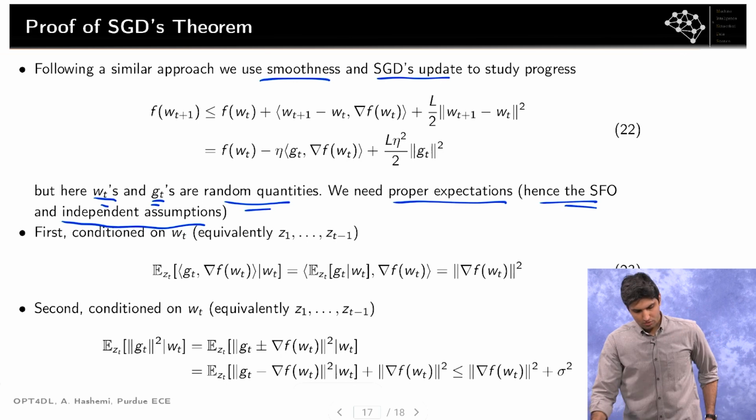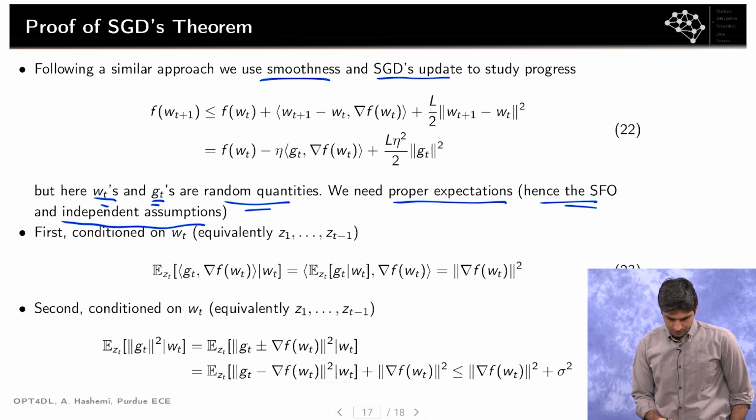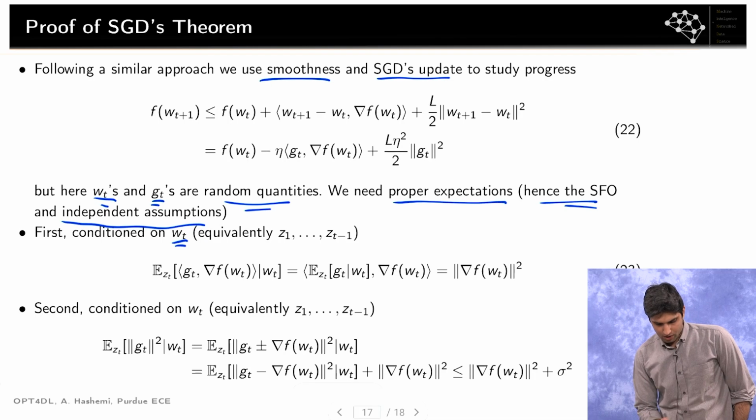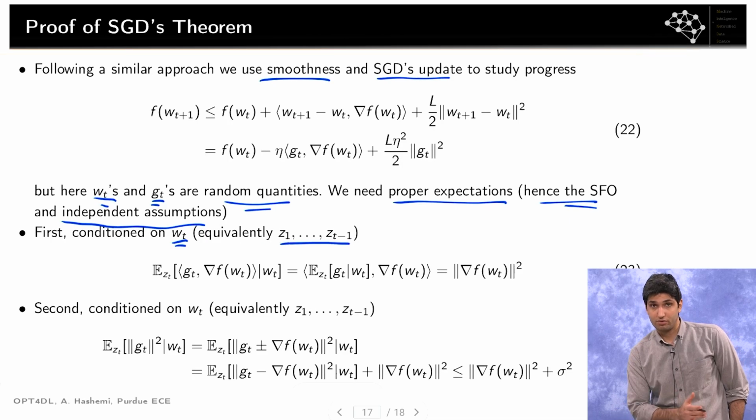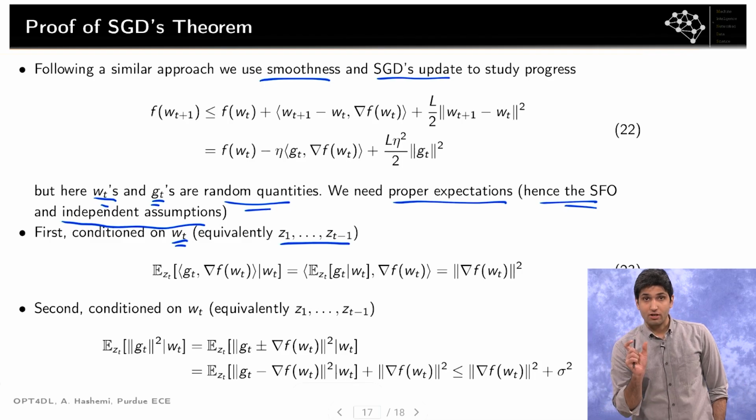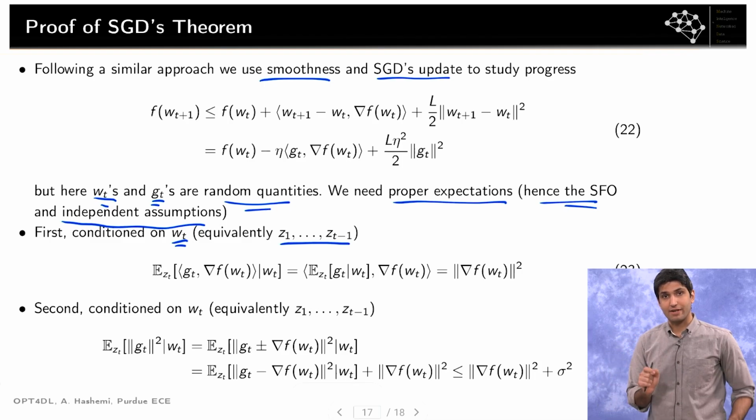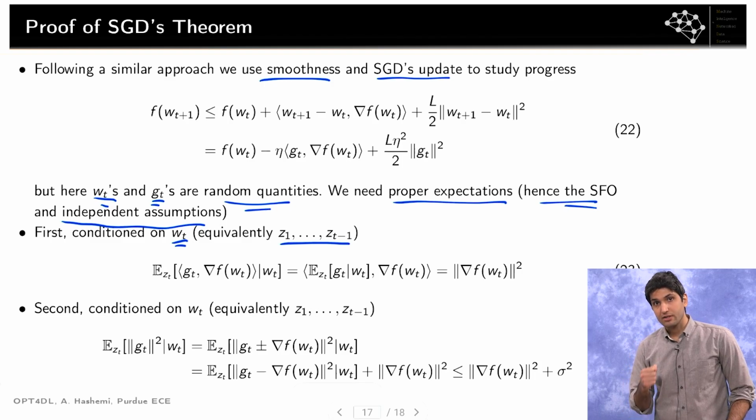Okay. So like before, we're going to condition on the current solution, which again is equivalent to conditioning on the previous selection of the previous samples. And the reason for that is that I want to single out the impact of randomness arising from selection of Z_t, the mini batch I'm using at time t, and use the unbiasedness property of my stochastic first order oracle.